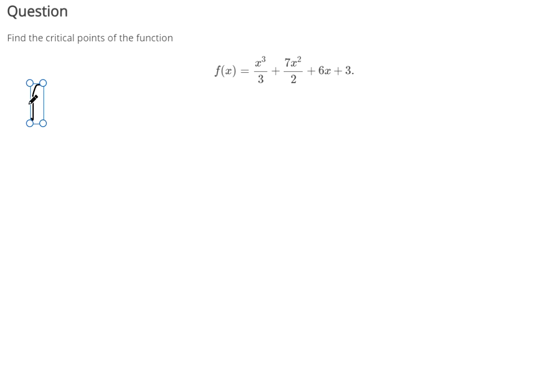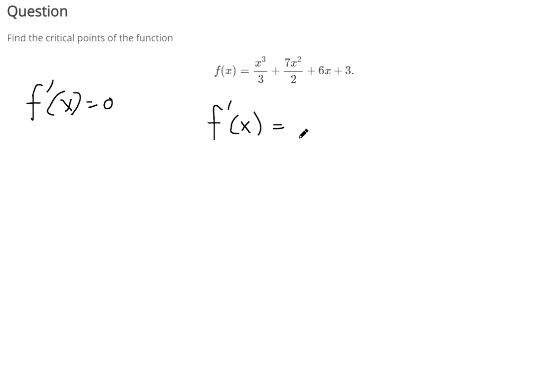Critical points of a function are where the derivative of the function equals 0 or where the derivative fails to exist. So particular values for x that might cause a divide by 0 error or something like that for the derivative. So for this function, whoa, there we go, that's better.